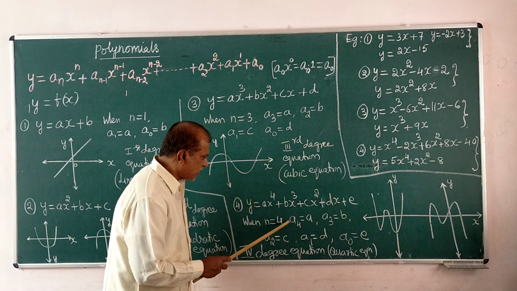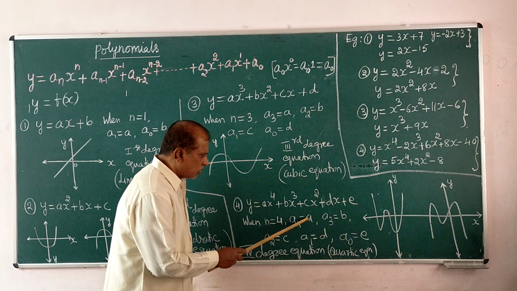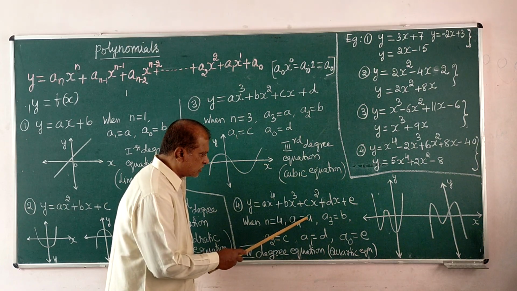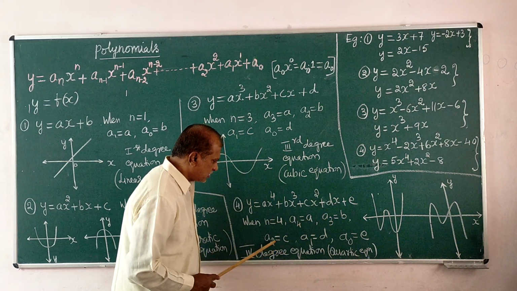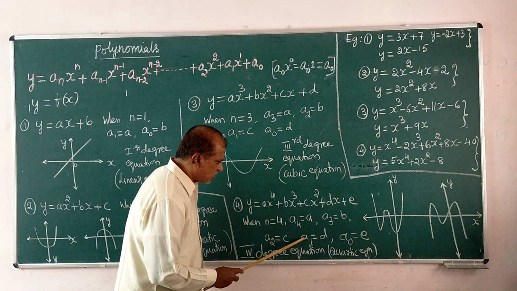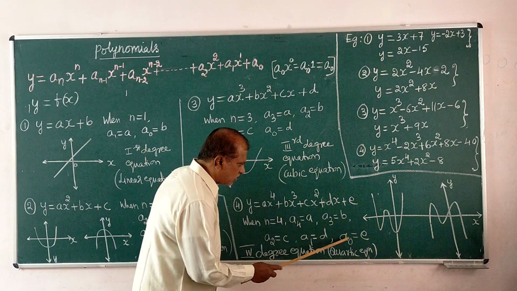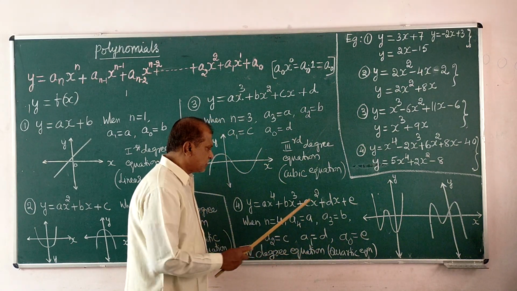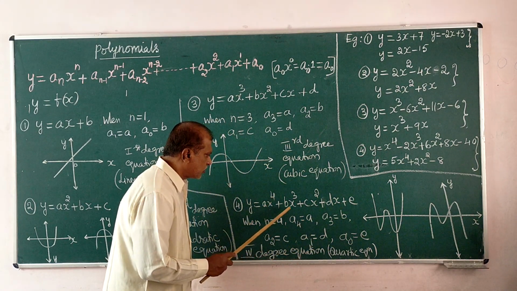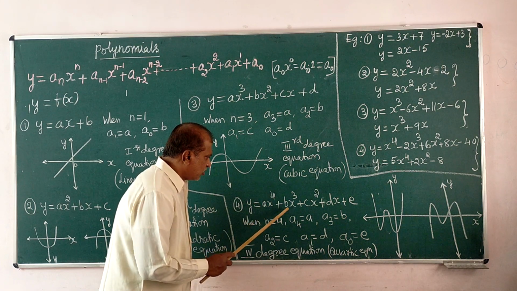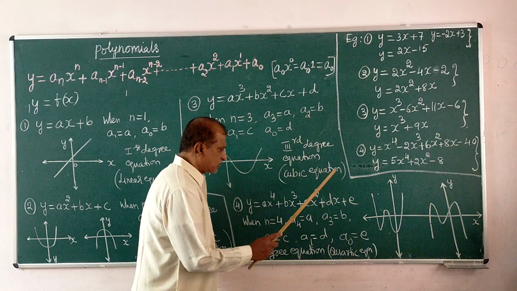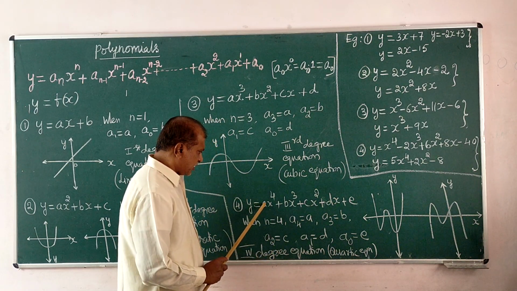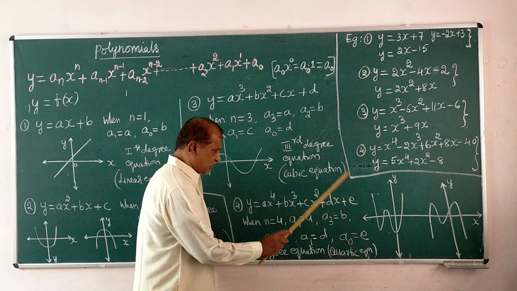Let us write A4 as A. This real number, let us call this real number as A, this real number as B, this real number as C, this real number as D, this real number as E. Therefore, the equation is: A x to the power of 4, B x to the power of 3, and so on. These are coefficients A, B, C, D. This is the constant.